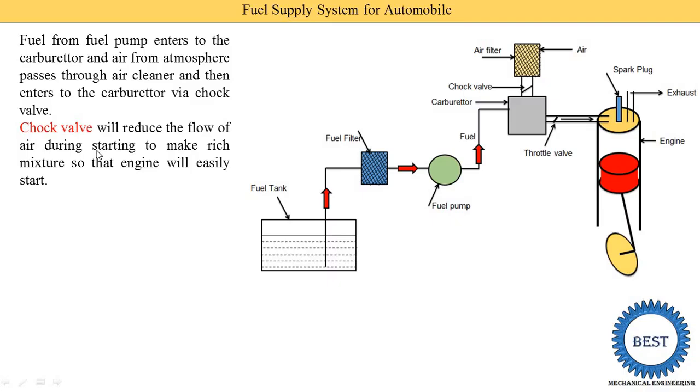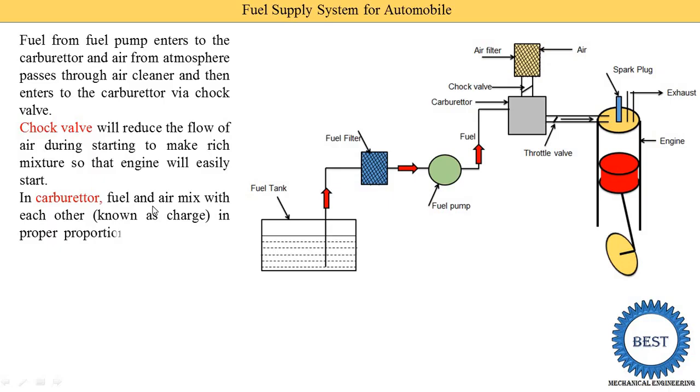to make a rich mixture so that the engine will easily start. In the carburetor, fuel and air mix with each other, and this mixture of fuel and air is known as the charge. It is made in proper proportions and then supplied to the engine. In between, a throttle valve is provided. And how is the throttle valve controlled? By using the accelerator, in two-wheelers as well as in four-wheelers.